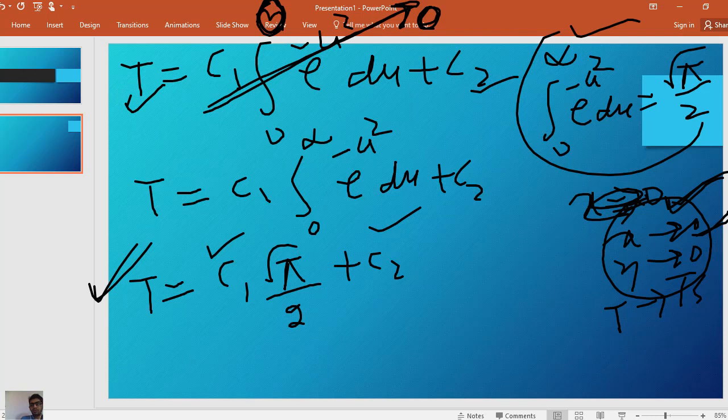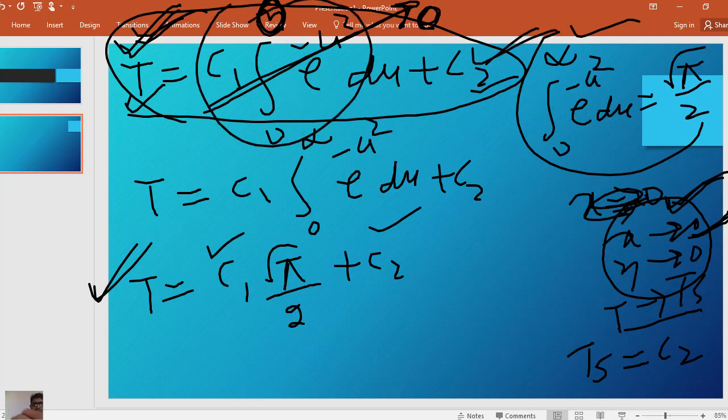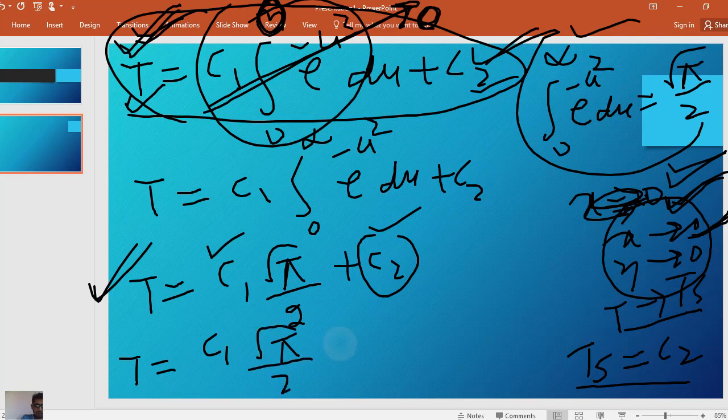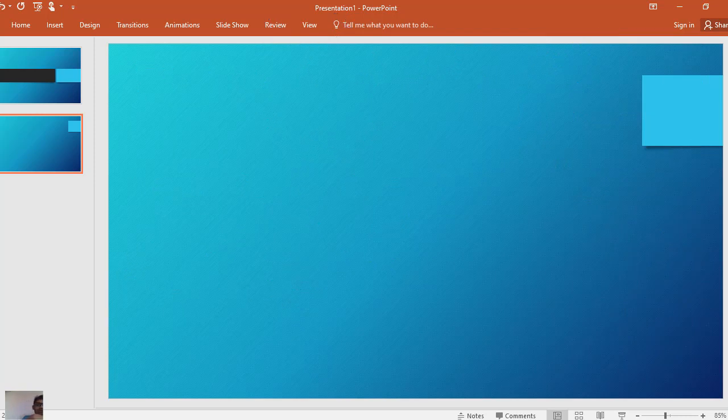And we know that when x tends to 0, the similarity variable tends to 0, and the temperature tends to Ts. So again this T will become Ts. So Ts is equal to C2 from this relation, and this term will be 0 from this condition. So put Ts in the place of C2. T is equal to C1 root pi divided by 2 plus Ts.